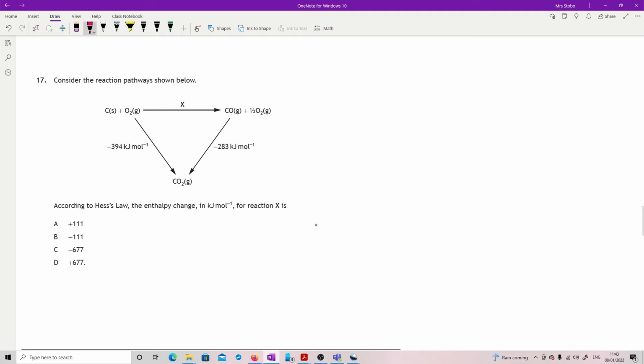Question 17. Consider the reaction pathways shown below. According to Hess, the enthalpy change for reaction X is... Okay, so instead of going directly along X, you're going to have to go down here and back up here, which means this is fine, but this one you have to flip over. So if you have to flip that, I need to change that sign and then add them up. Okay, and so when I do that, I get minus 111. That's it.